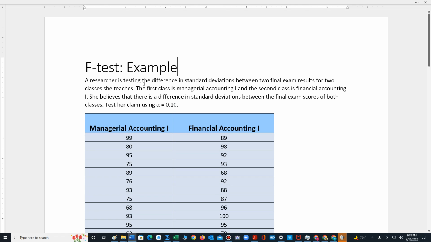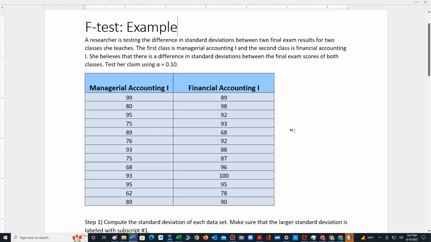A researcher is testing the difference in standard deviations between two final exam results for two classes that she teaches. The first class is Managerial Accounting 1. The second class is Financial Accounting 1. She believes that there is a difference in standard deviations between the final exam scores of both classes. Test her claim using alpha equal to 0.10.